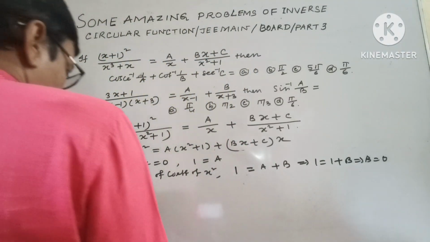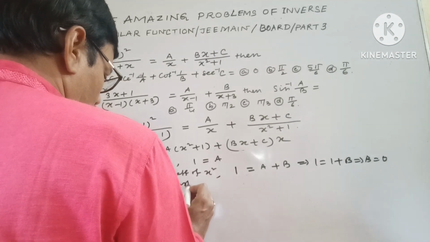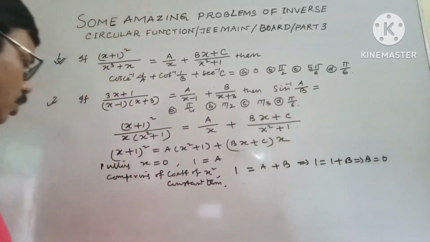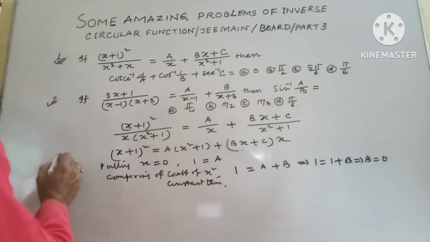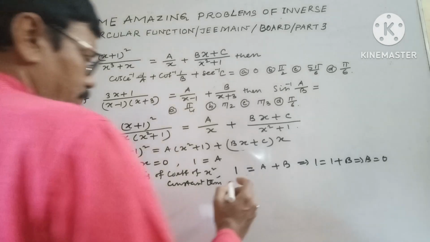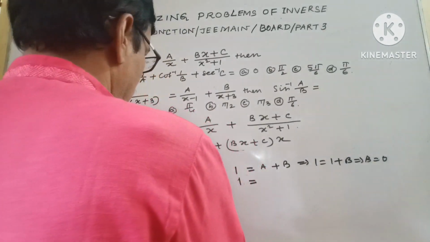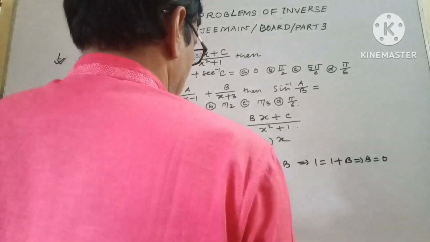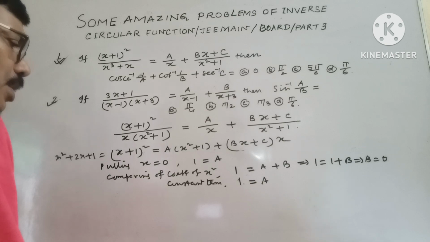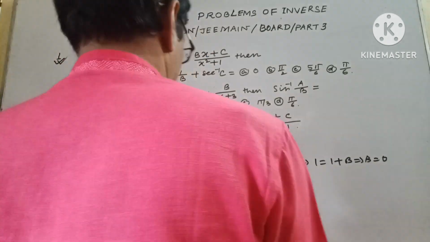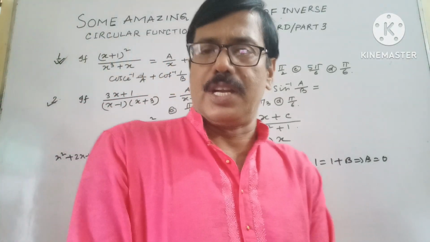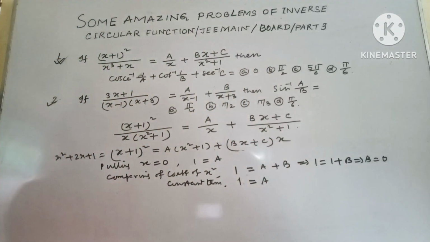Now comparing the constant term, this means the coefficient of x to the power 0. So this is actually x² + 2x + 1. So what is the constant term? This is 1 = A into 1. So we are getting A = 1, but we have already got it. So we are not getting any advantage.